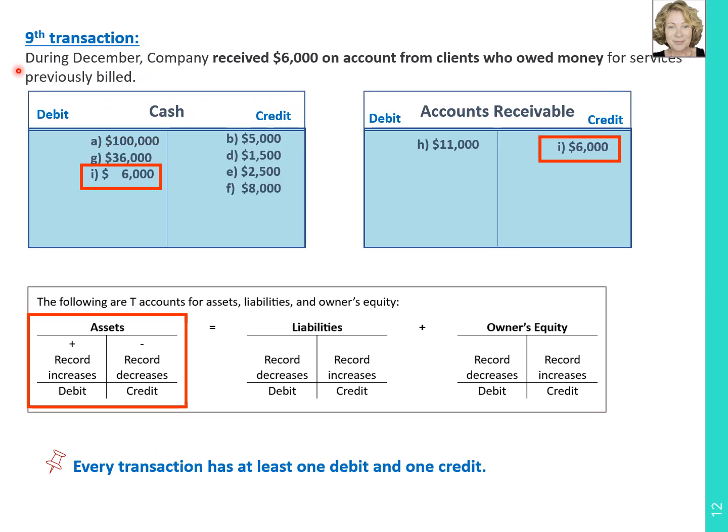For our 9th transaction, the company received $6,000 on account from clients who owed money. Basically, the clients who received services from Eli's Consulting for $11,000 previously, but did not pay cash, are now paying part of the amount. So two things are happening. Eli's Consulting's cash is increasing by $6,000, and accounts receivable are decreasing by $6,000. So we'll record a $6,000 debit to cash and a credit to accounts receivable of $6,000.